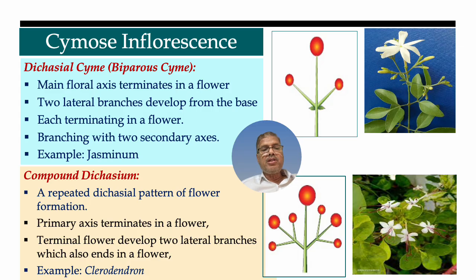A compound dichasial cyme is a cymose inflorescence where the main axis terminates in a flower and two lateral branches develop from the base of that flower, each also terminating in a flower. These lateral branches can often repeat the process, producing further branching, resulting in a compound structure. An example is Clerodendron.